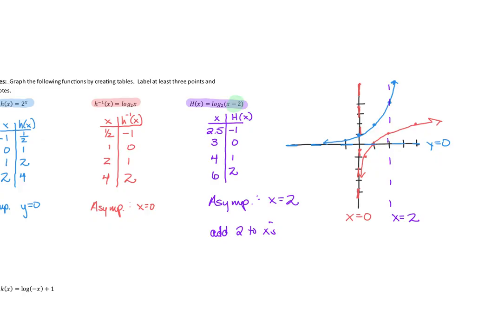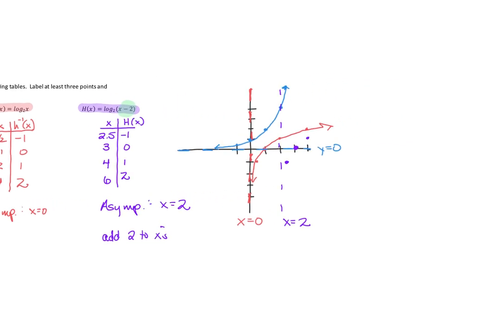When we graph this, we have 2.5, -1, 3, 0, 4, 1, and if we extend further over, let me get rid of that.